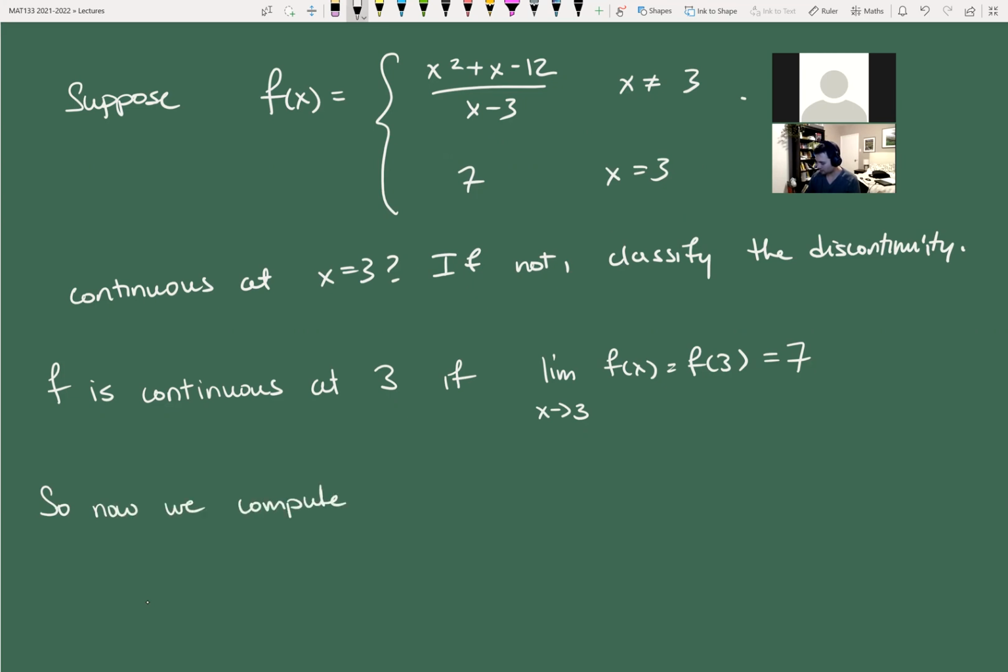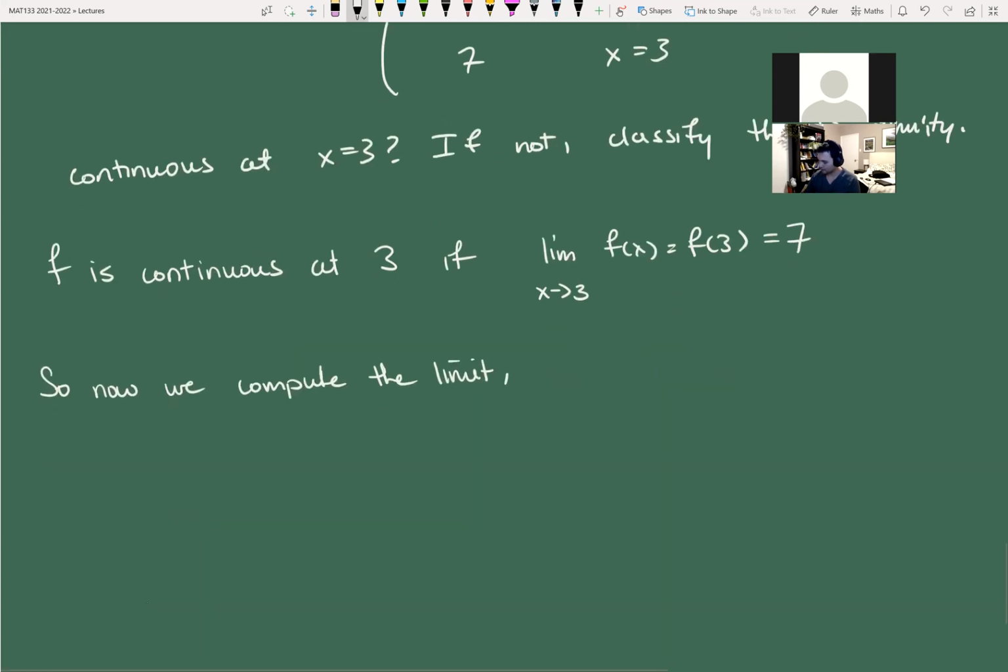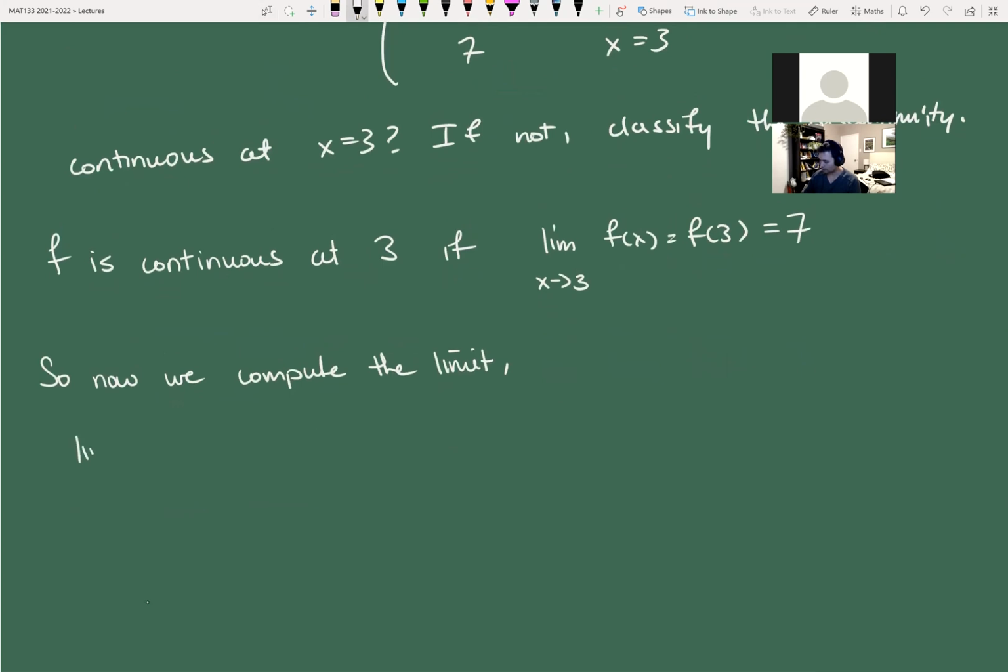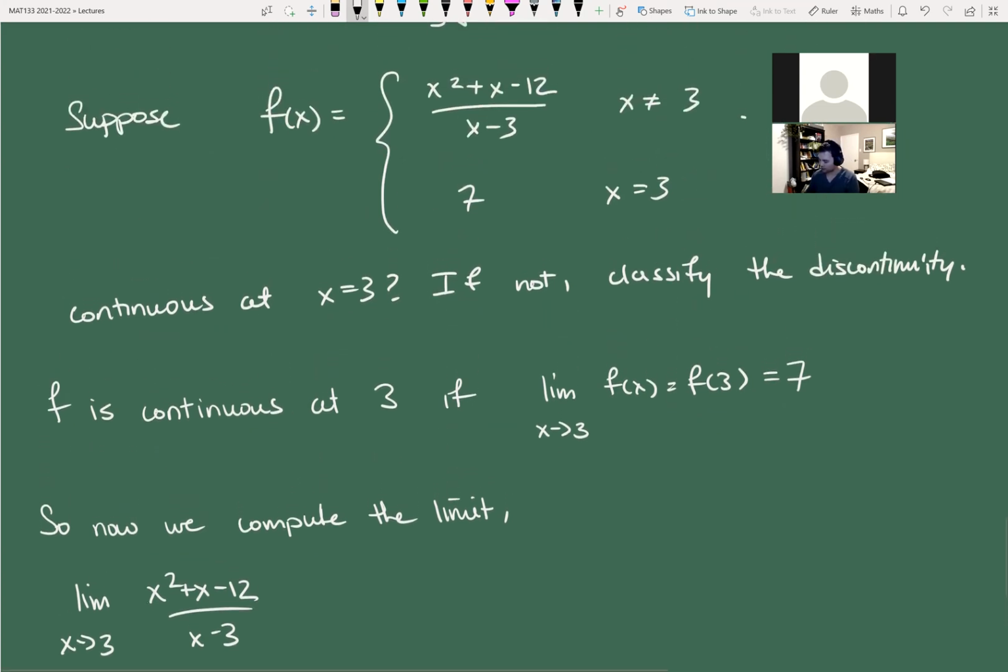So now we compute the limit. We're going to do the limit as x approaches 3 of x squared plus x minus 12 divided by x minus 3. And sorry, plus 3, right? Because I accidentally screwed up that first time. I do want everything to be at plus 3. Exactly, we're going to take the limit as x approaches 3 of the top function from either side.